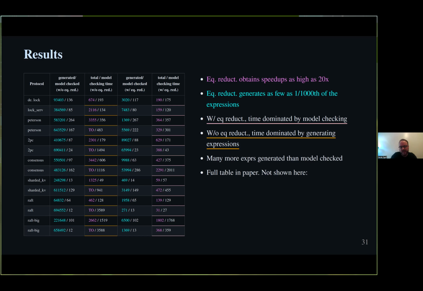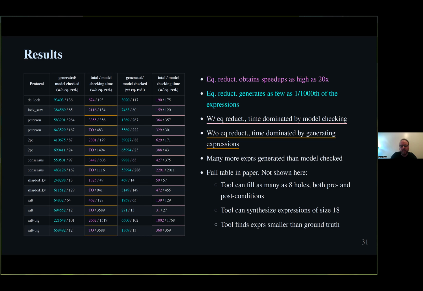So the full table is in the paper, not shown here, is that the tool can fill in as many as 8 holes. It can do both pre and post conditions. And the tool can synthesize expressions of size 18. So that first expression that we saw on the second slide has a pretty large size. Oh, and in some cases, the tool is able to find expressions that are smaller than we were expecting.